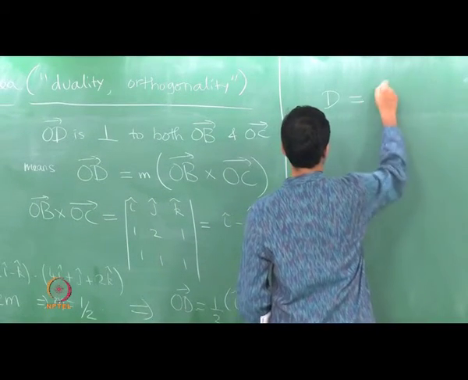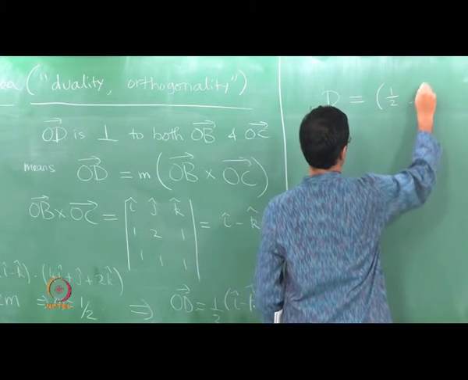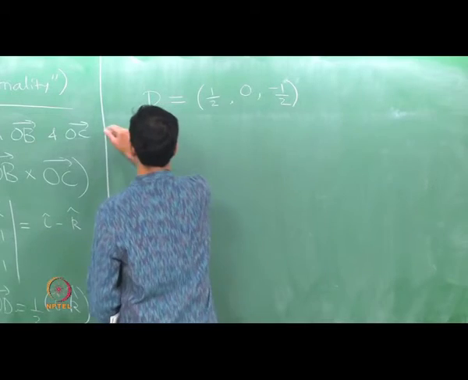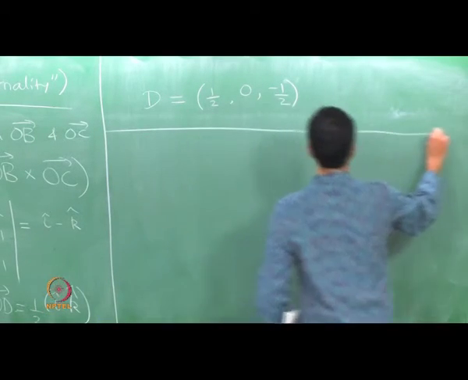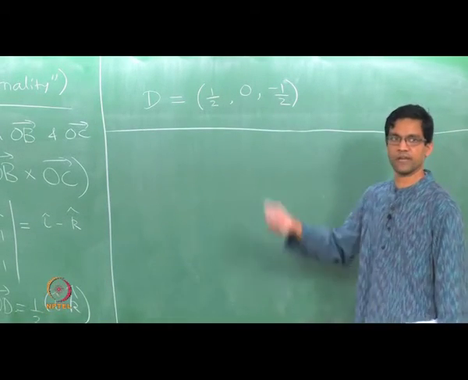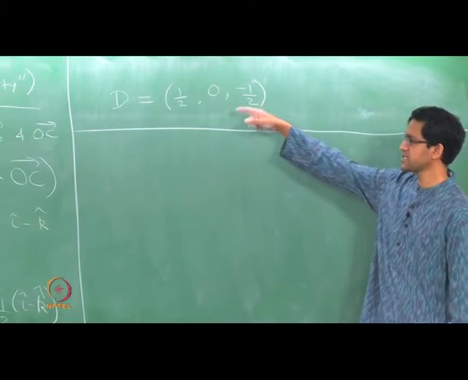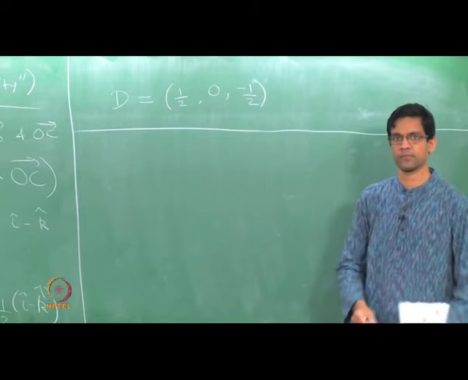So, the point D, so that is the solution finally. The position vector is half of i minus k, which means that the point is just (half, 0, minus half), right.